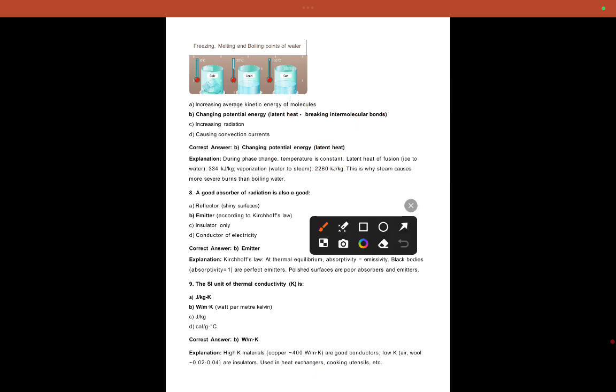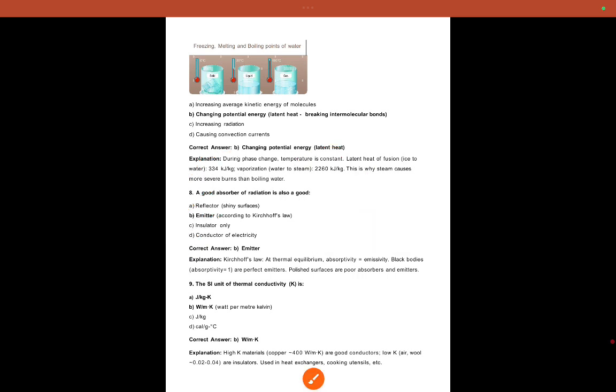The latent heat of fusion is 334 kilojoules per kg, and the latent heat of vaporization, water to steam, is about 2260 kilojoules per kg. You can take 80 and 540 in other units. Here it is 80 and here it is 540.